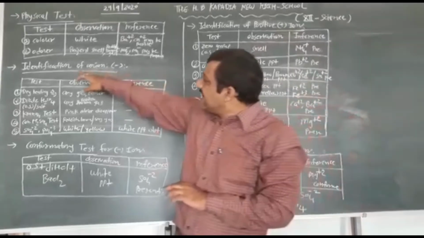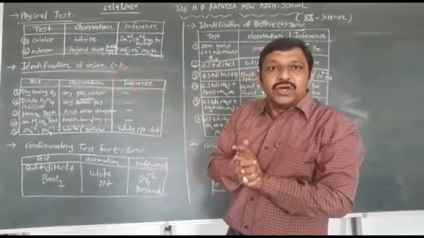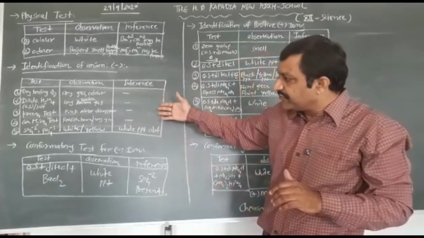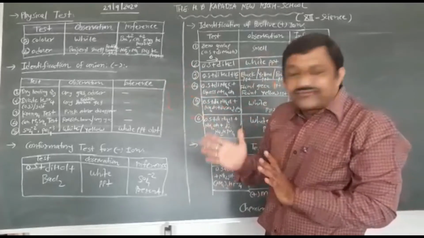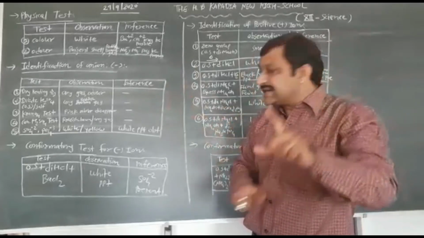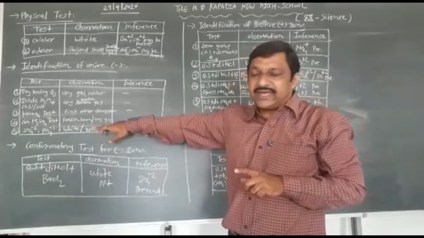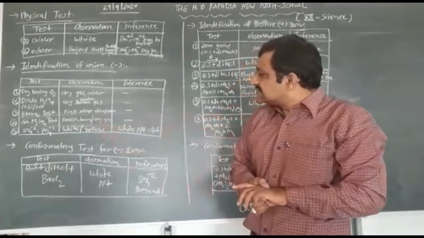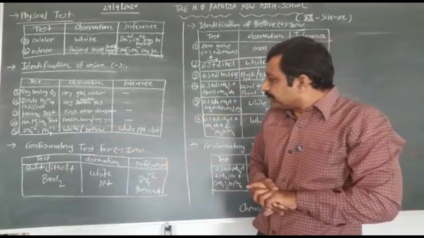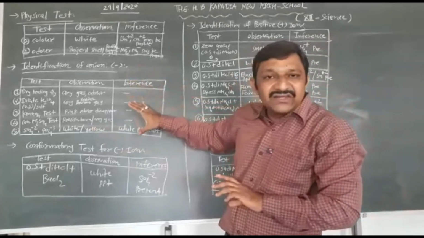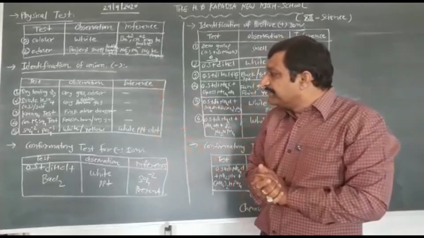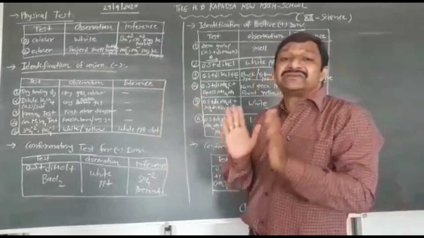So here is the identification of anion. You first perform the dry heating, dilute sulfuric acid, KMnO4 test and concentrated sulfuric acid test, and finally you will get white precipitates in the sulfate test. So here is the identification of anion. Then you have to confirm your sulfate.